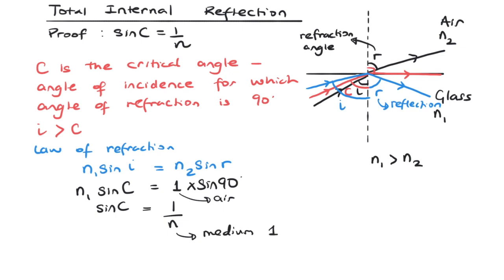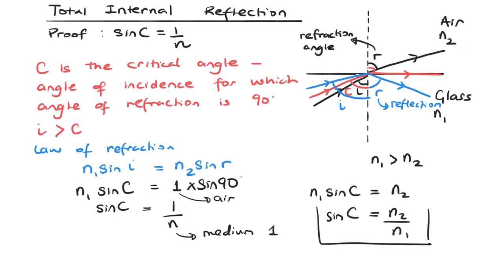Now, if air wasn't used as a second medium, then it would be n1 sine c equals n2 sine 90, which is just 1, and therefore n2 over n1 is going to be equal to sine c. So this is very generic, whereas this is in particular for the second medium being air.